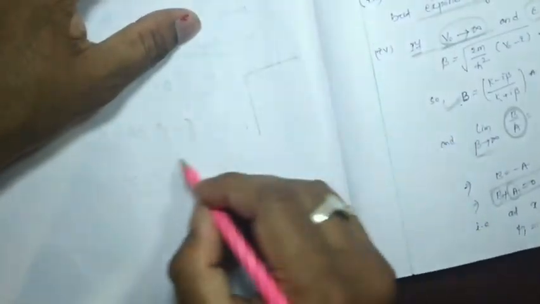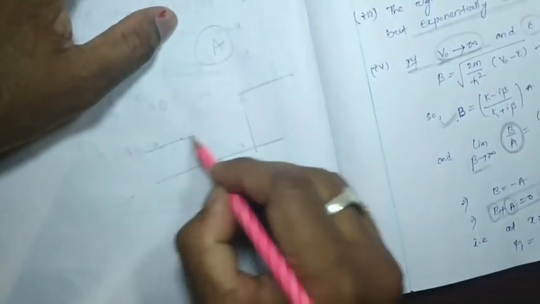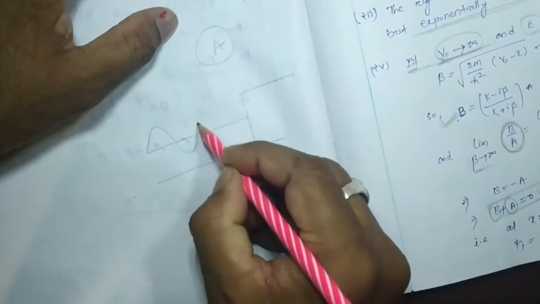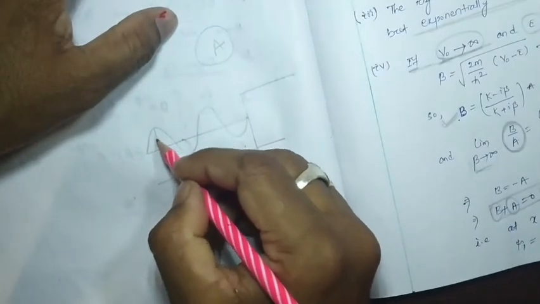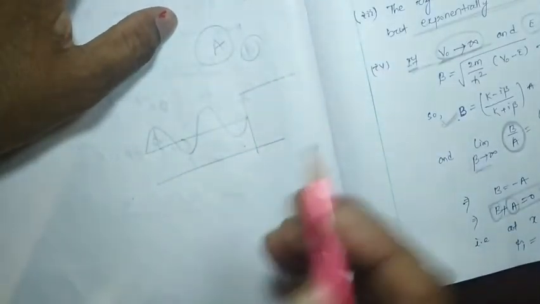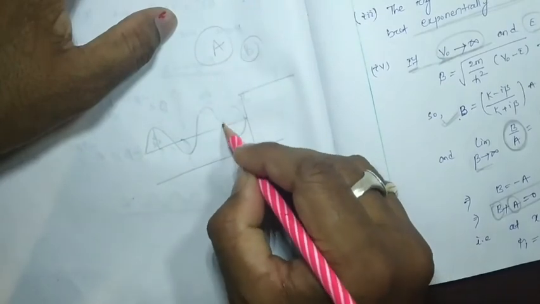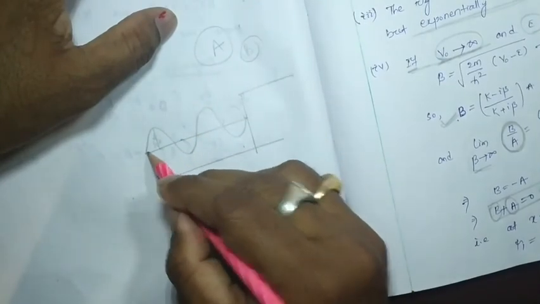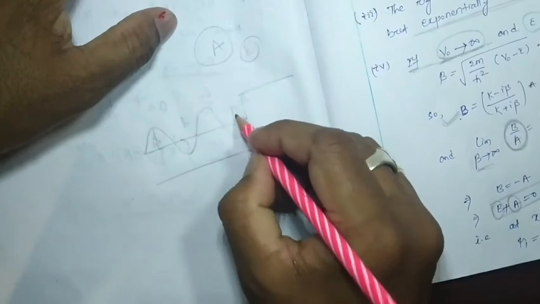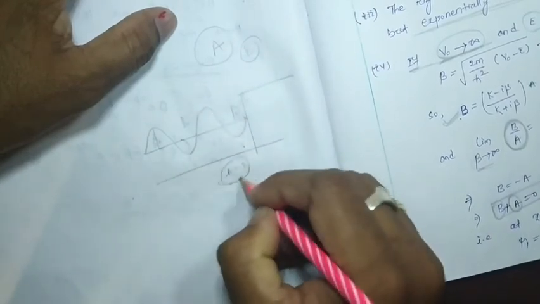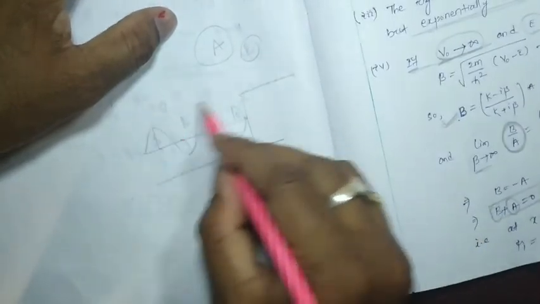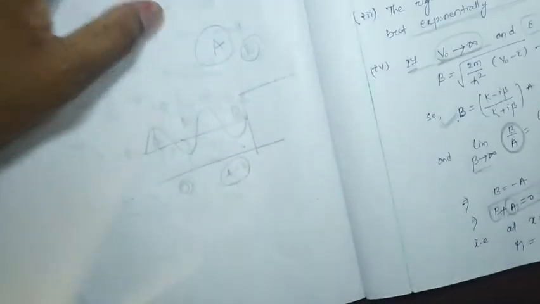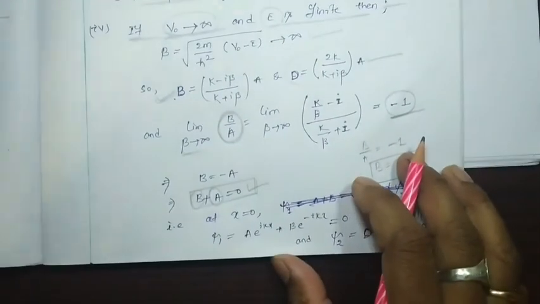That means A is our incident wave amplitude, and B is your reflected wave amplitude, exactly equal and opposite. Both A and B have the same magnitude but are opposite to each other. Then what is the value we are going to get? You are going to get 0.